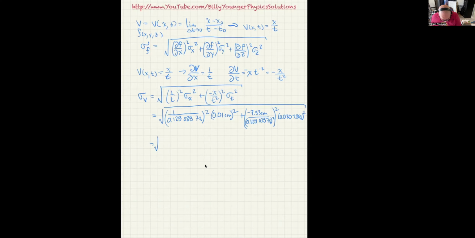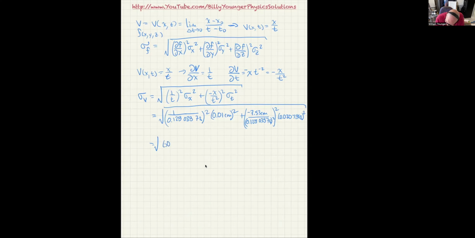1 divided by 0.128038. That gives me 1 divided by 0.1280387. That's actually 7.81013863. But now I got to square that, and that gives me 60.99.